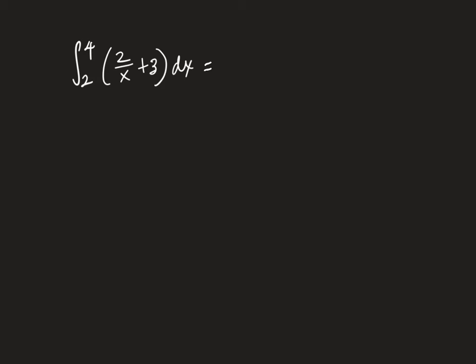We've got 2 over x. We can think of this as 2 times 1 over x, so the antiderivative is going to be 2 natural log of x. Using the sum rule, plus 3x, because the derivative of 3x is 3. And then from 2 to 4.